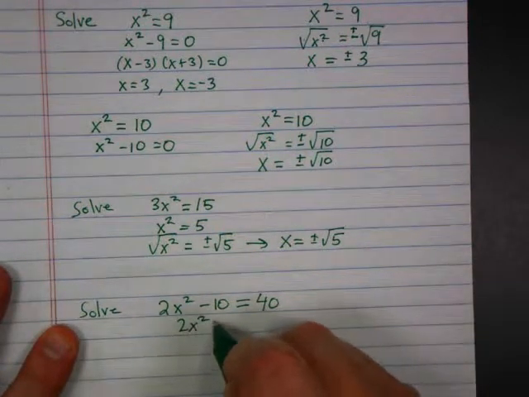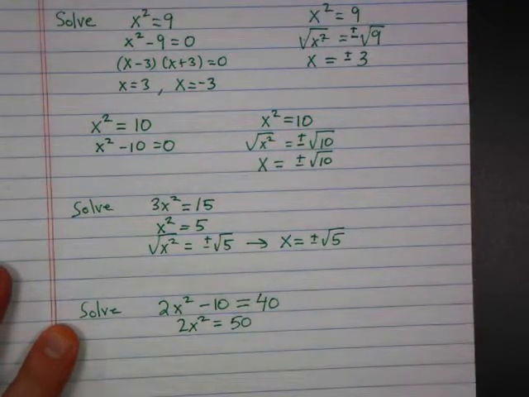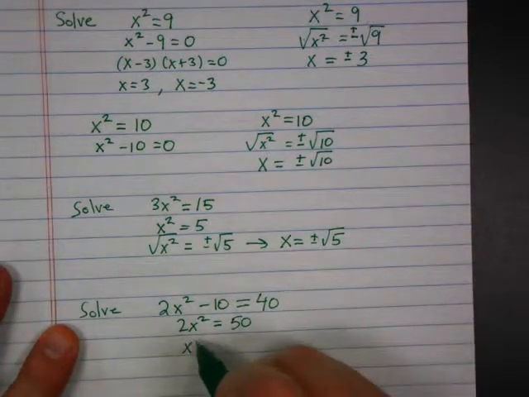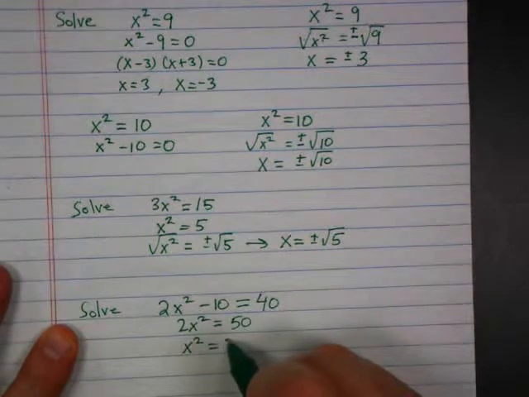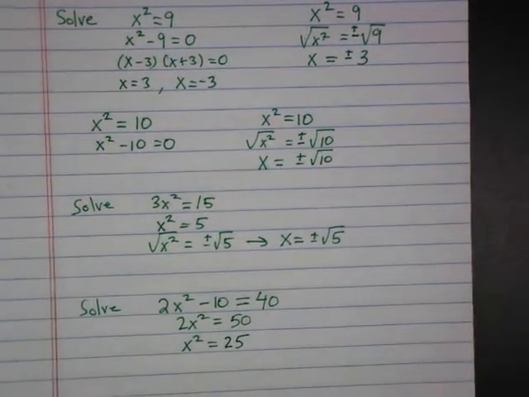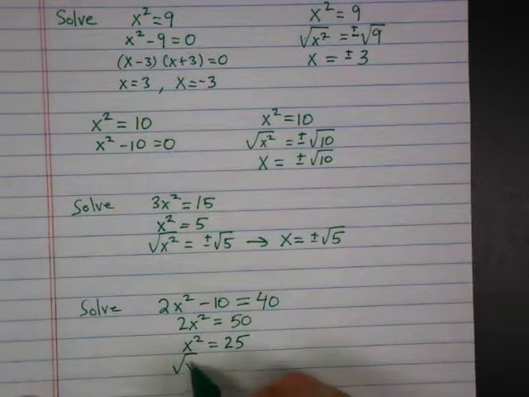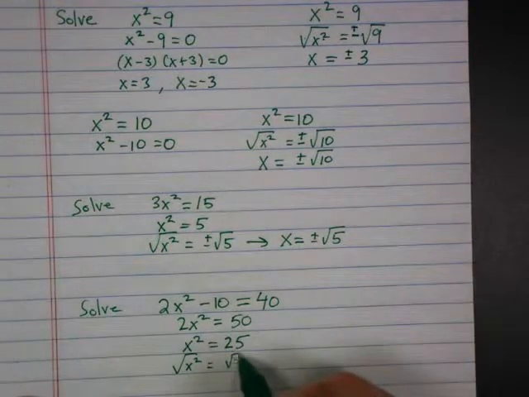2x squared is 50. And then divide by 2. So x squared is 25. Yes, you would take the negative. Oh, never mind. Take it out. Okay. Next step, square root both sides.